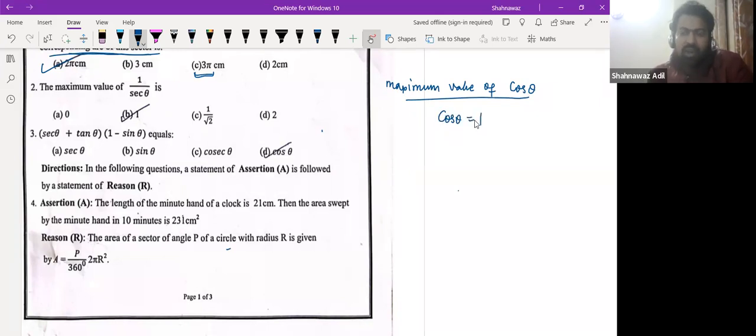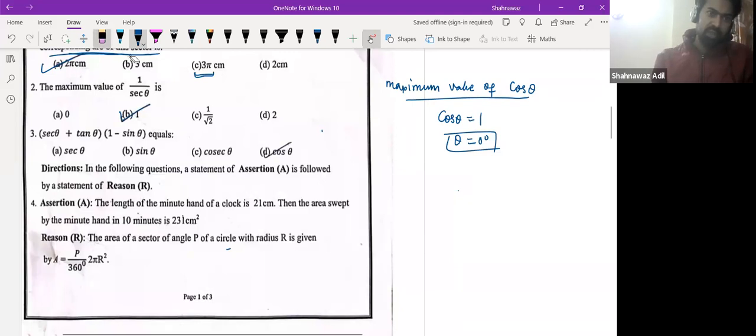At what angle do you have cos theta equal to 1? What is the angle? At what theta? What is the theta for which you get cos theta equal to 1? Zero. Yes, good. So cos 0 is 1. So theta is 0. Good, so this is correct.